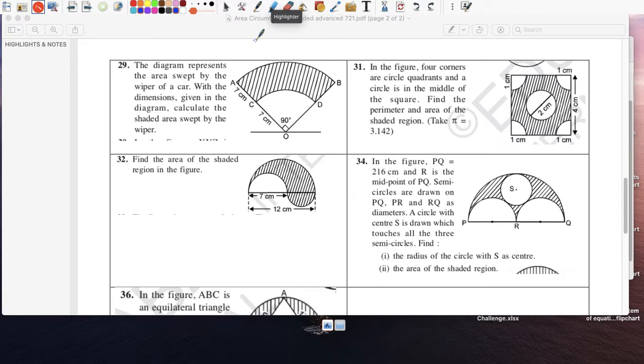Again, the more you do these, the more used to these types of problems you're going to get, and the easier they become. They're easy to begin with. Alright, so the diagram represents the area swept by the wiper of the car. With the dimensions given in the diagram, calculate the area swept by the wiper.